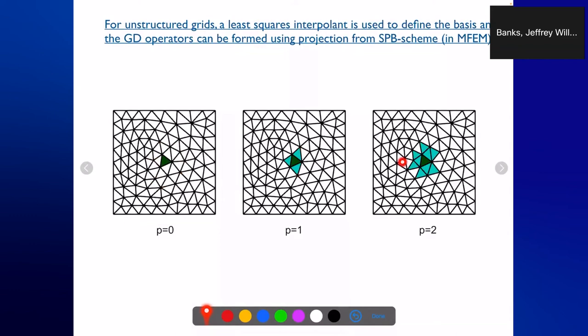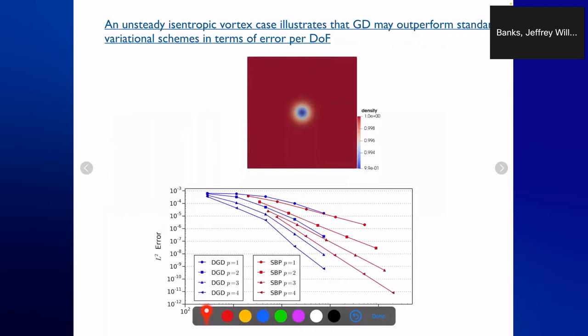You're then going to form a least squares interpolant, in his case, and then he's going to use that least squares interpolant as the building block for this GD space. And then he's going to implement the GD scheme using projection from the standard finite element schemes. In his case, he likes SBP, so he's going to use SBP, and he's done this in MFEM. Once you've done that, you can see, even in an unstructured grid case, some of these superconvergences cropping up. So here's a case of the isentropic vortex in the Euler equations on an unstructured grid. The GD is in blue, and the SBP is in red. And you start to see that you are getting a faster convergence rate from the blue than you are from the red.